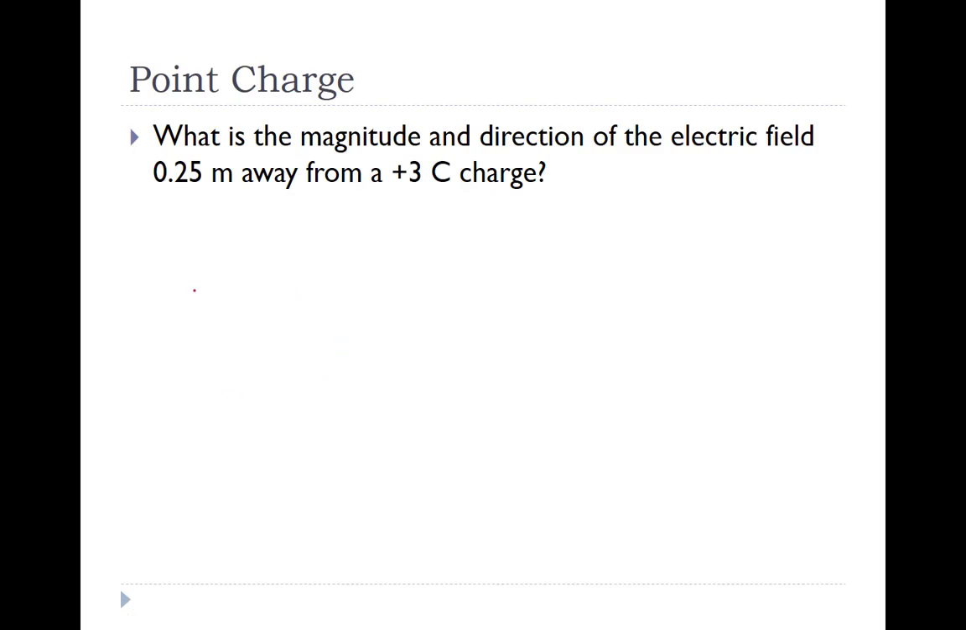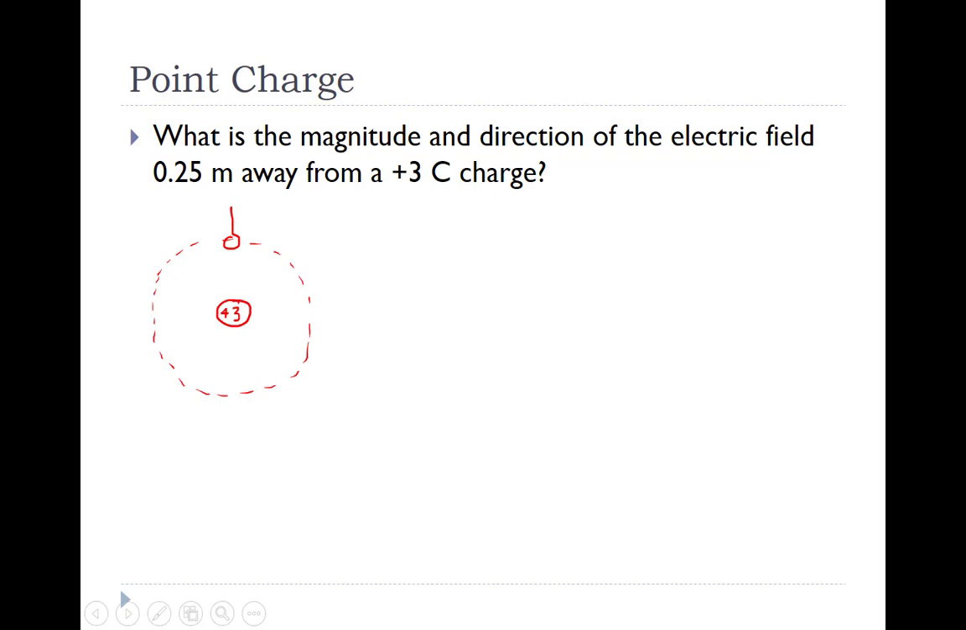So in this case, the source of our electric field is a plus 3 Coulomb charge. And we want to know the magnitude and direction of the electric field 0.25 meters away. Now, 0.25 meters away forms a circle around our point charge. And what we know is that anywhere on that circle, the electric field is going to point.